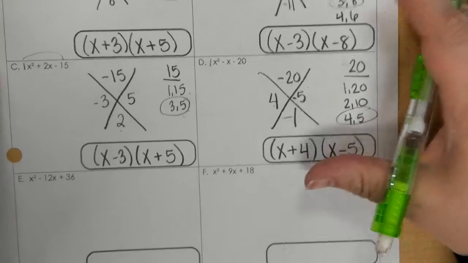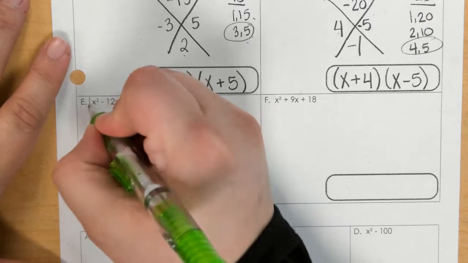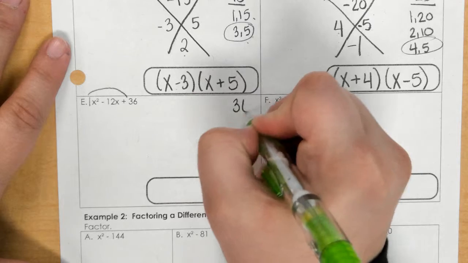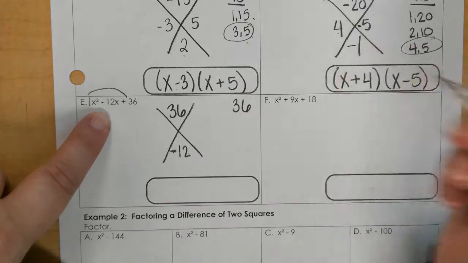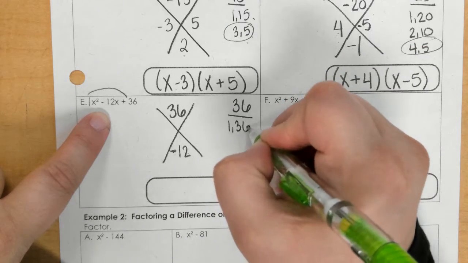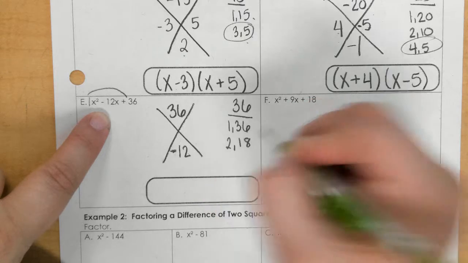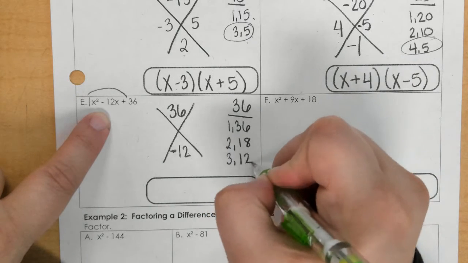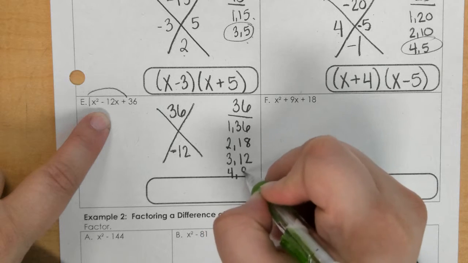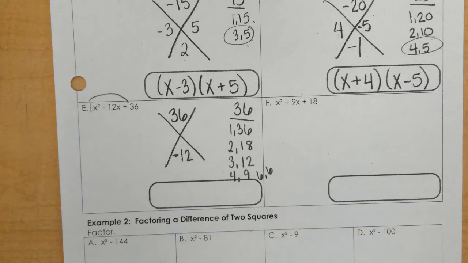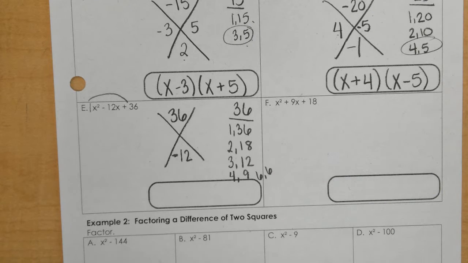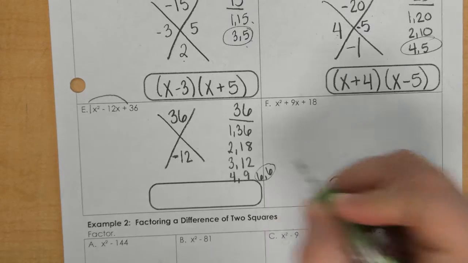Okay? In letter E, 1 times 36 is 36. And we are trying to get to negative 12. So for 36, we have 1 and 36, 2 and 18, 3 and 12, 4 and 9, 6 and 6. Okay, so which one of these pairs can make a 12, or a negative 12? And the only one I see is 6 and 6.